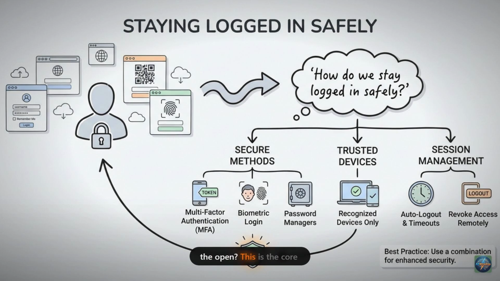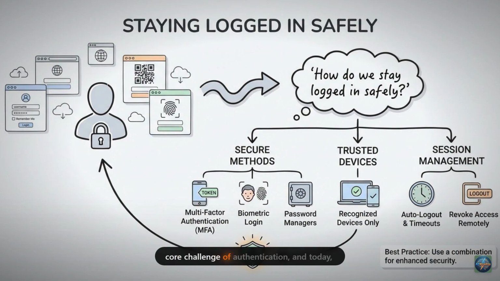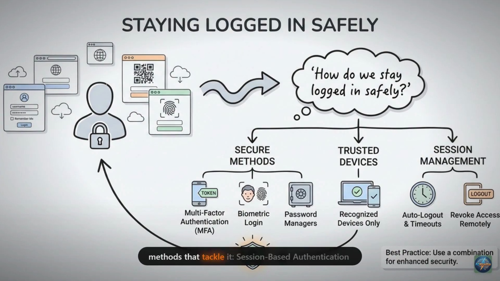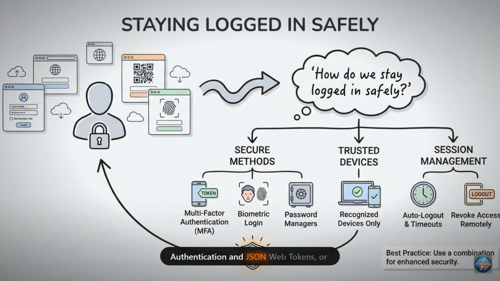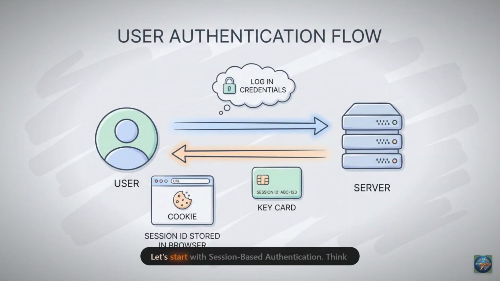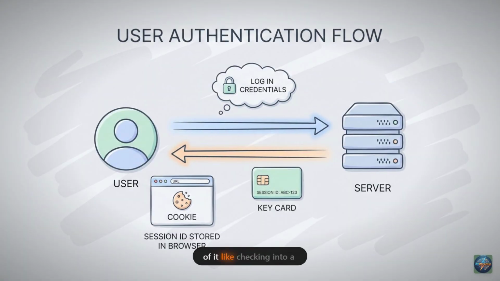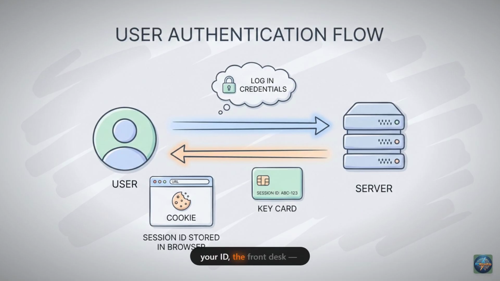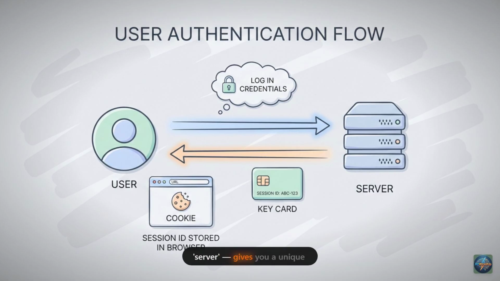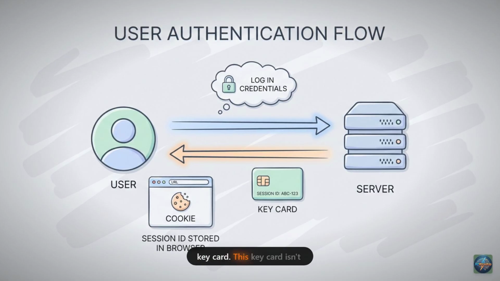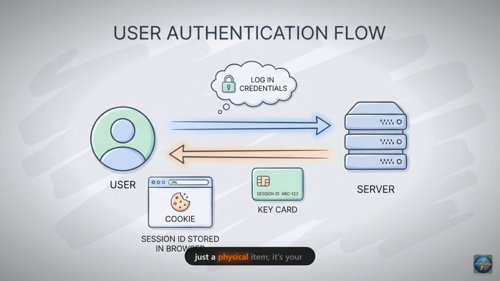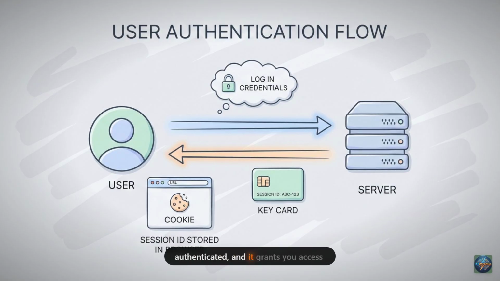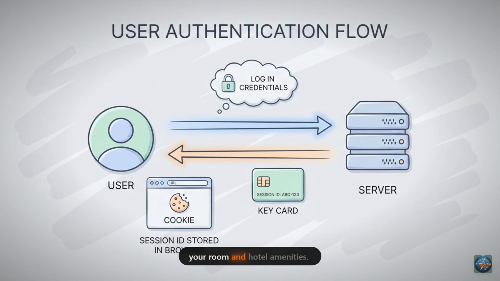This is the core challenge of authentication, and today we're diving deep into two powerful methods that tackle it: session-based authentication and JSON Web Tokens, or JWTs. Let's start with session-based authentication. Think of it like checking into a hotel. When you arrive and present your ID, the front desk server gives you a unique keycard. This keycard isn't just a physical item, it's your session ID. It's proof that you've been authenticated, and it grants you access to your room and hotel amenities.